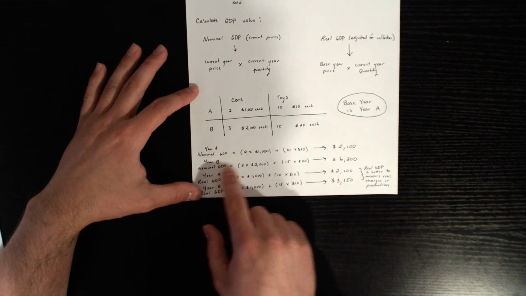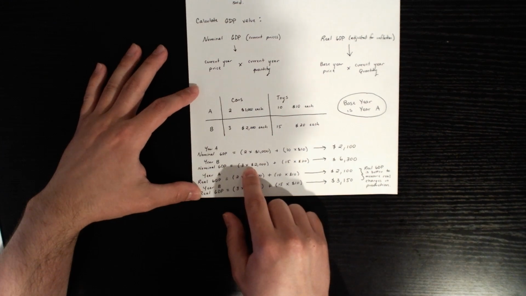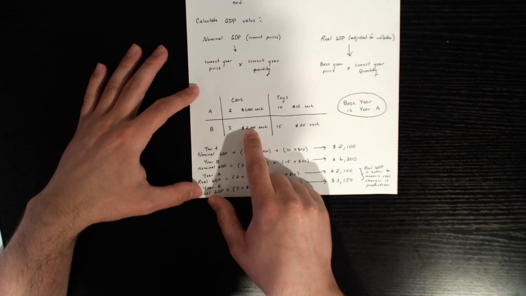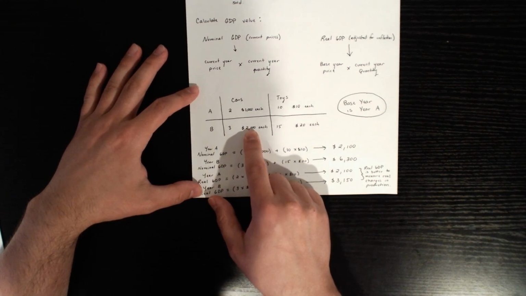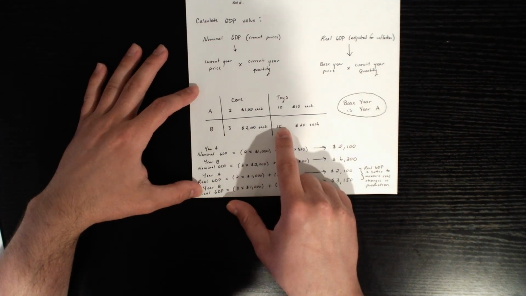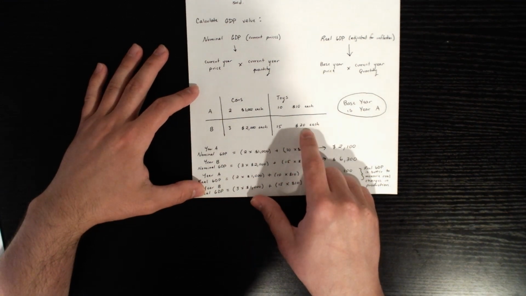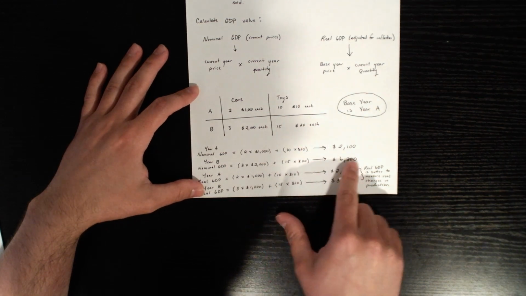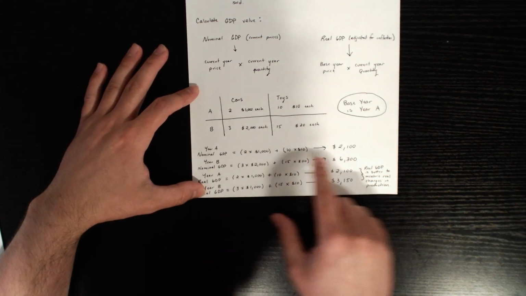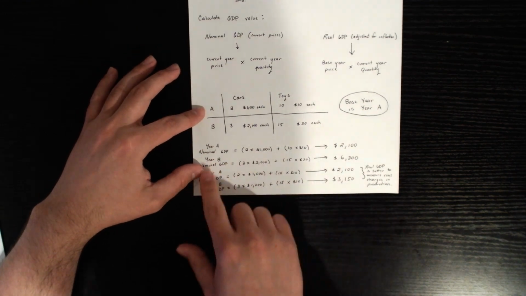Let's do year B. So for year B, we're going to use the current year quantity, which is 3, times the current year price in year B, which is 2,000. Then let's do the same thing for toys. The current year quantity, which is 15, times the current year price in year B, which is 20. That gives us a year B nominal GDP of $6,300.